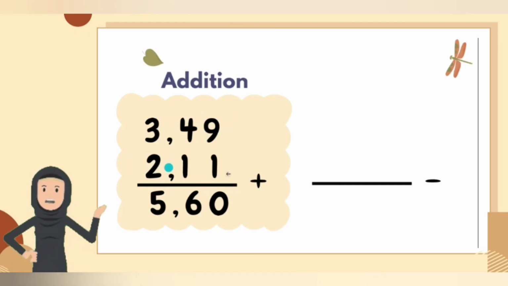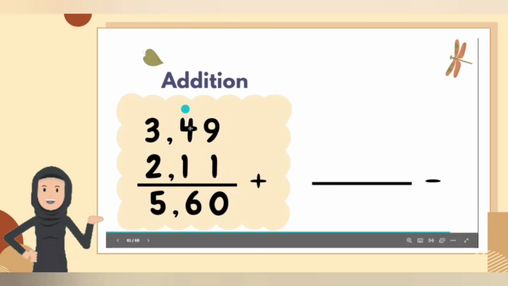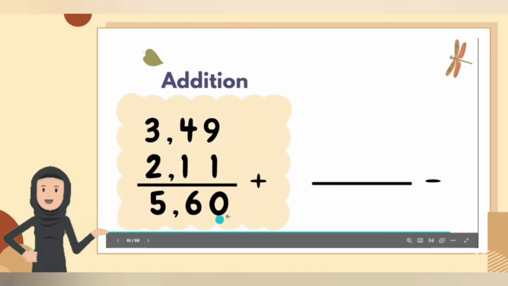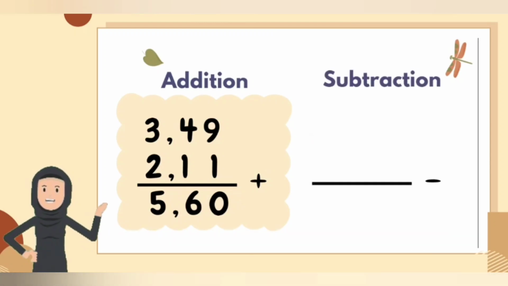3.49 plus 2.11 is: 9 plus 1 is 10. 1 plus 4 plus 1 is 6. Put a comma. Then 3 plus 2 is 5. So the answer is 5.60 or 5.6.